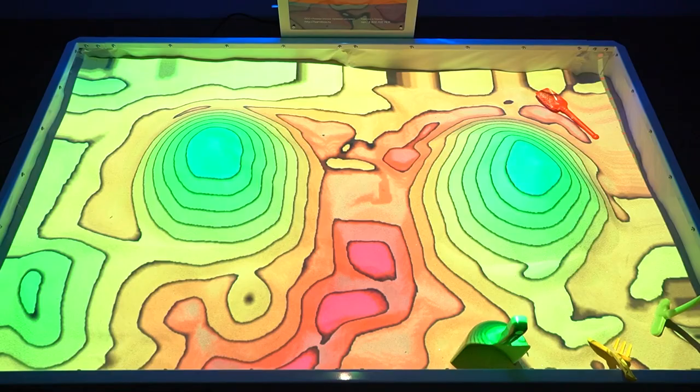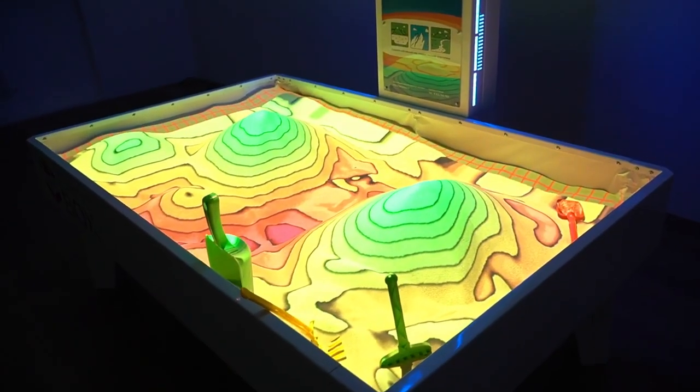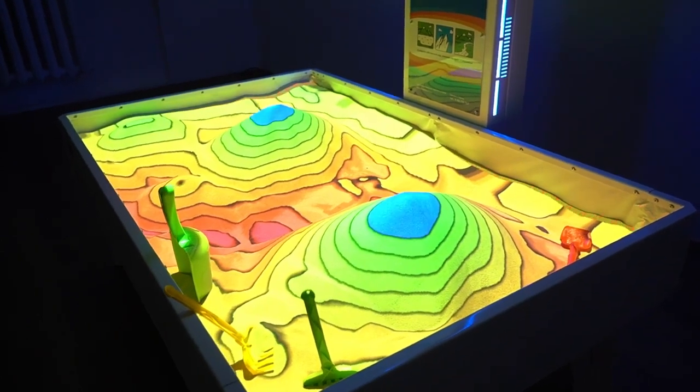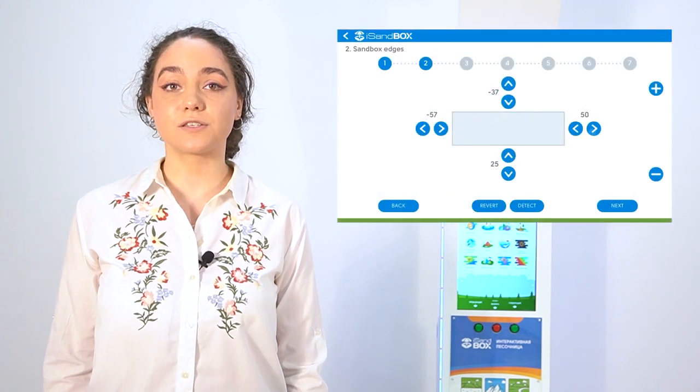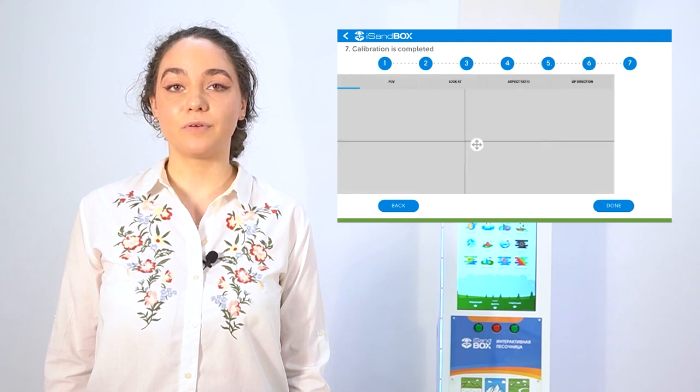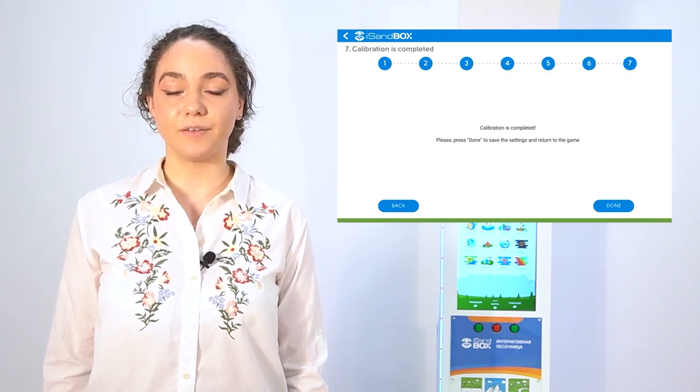For an intuitive and comfortable adjustment process, you should be facing the sandbox side wall that corresponds to the bottom of your tablet screen. We're almost there, only one step left. Now we need to get back to step 2 and complete it once more to adjust the borders of the play area. Then we will jump straight to step 7 and tap Done.